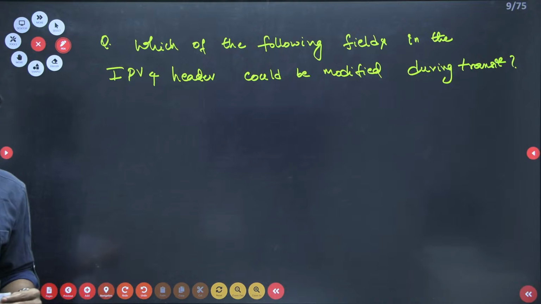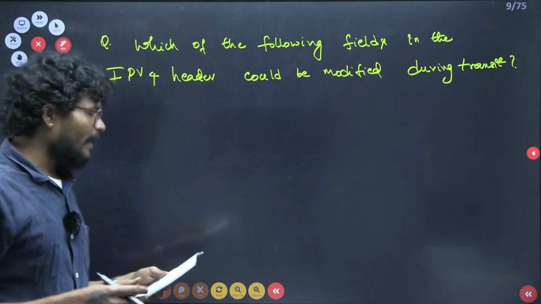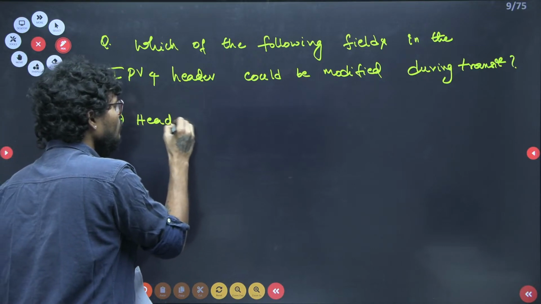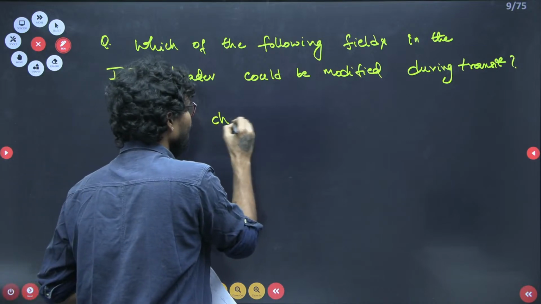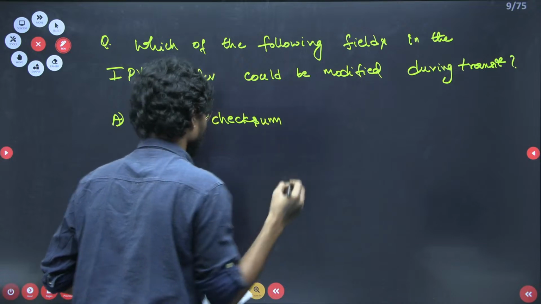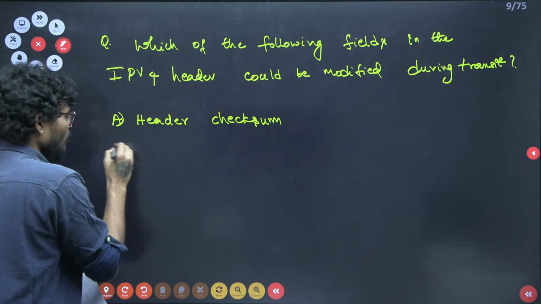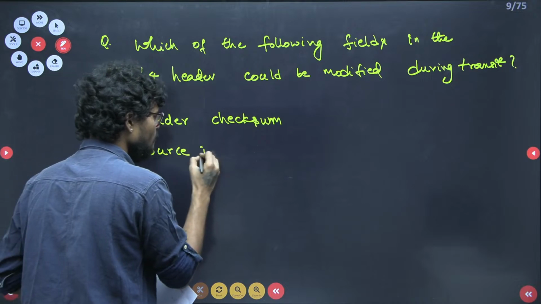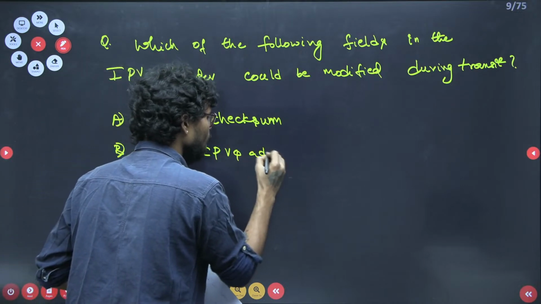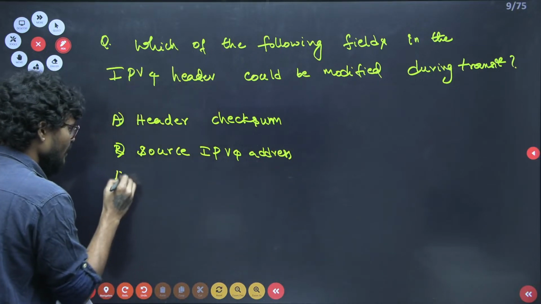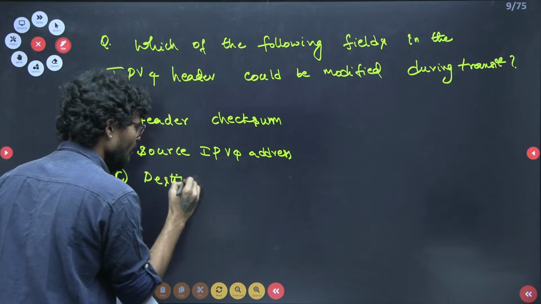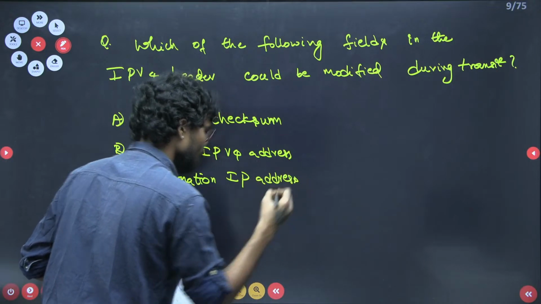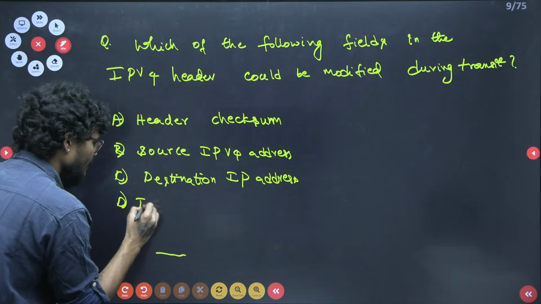This question has been asked multiple times in previous GATE exams also. The options given are like this. We have option A, header checksum, option B, source IP, option C, destination IP address, and option D, total length field.